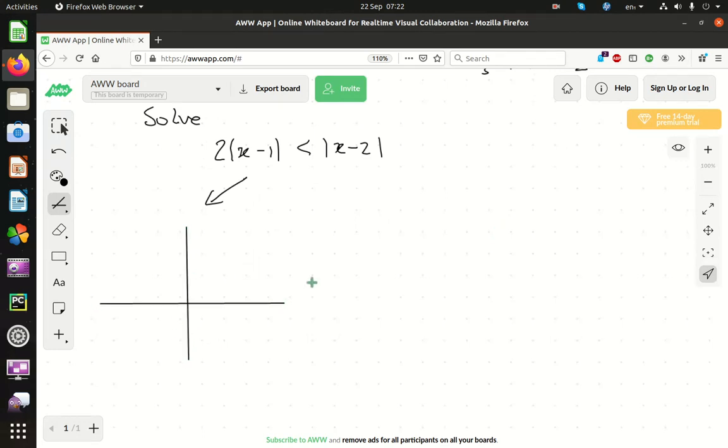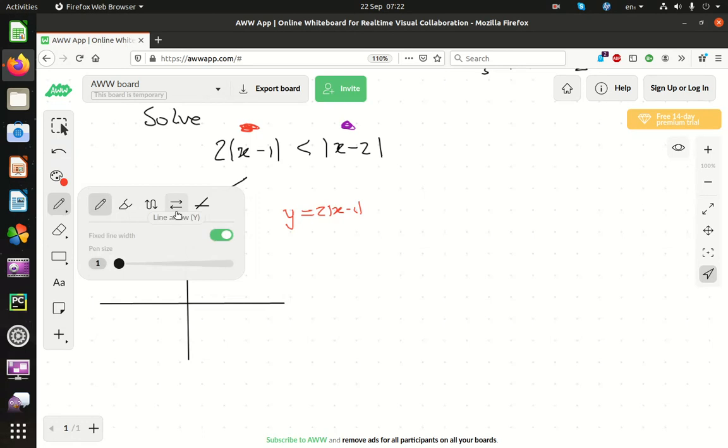Now, if I was going to sketch, I'll make it clear right at the start, the red one's going to be on this side. And let's have the other one in a nice bold colour of blue on this side. So I'm going to sketch the red one first. I'm going to sketch y equals 2 mod x minus 1. That's going to be just like the straight line y equals 2x minus 2. It's going to hit the x-axis at x equals 1, and then it's going to bounce.